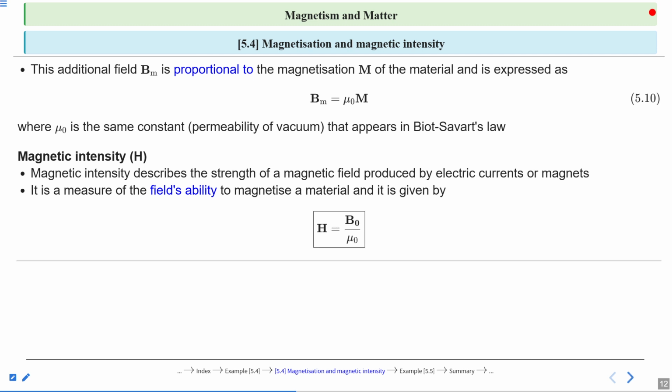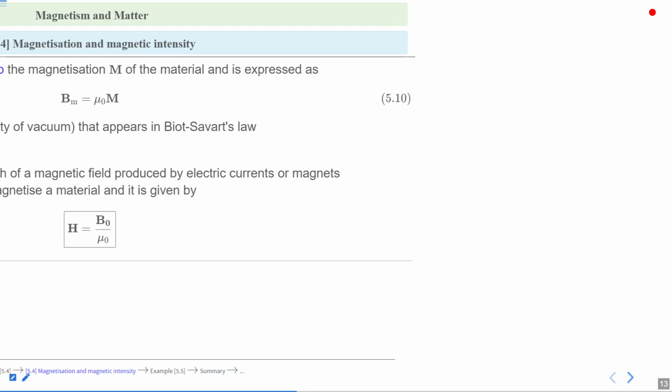It is similar to the above formula, that Bm is equal to mu naught M. Now here B naught will be equal to mu naught H, from where H will be B naught by mu naught. Got it? That is similar to the above formula, Bm is equal to mu naught M. Similarly, B naught will be equal to mu naught H. So H will be B naught by mu naught.